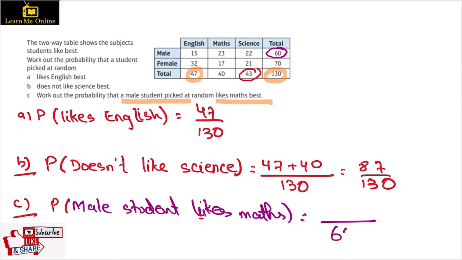So the total is only the male students, because we're only looking at the male students now. So the total we have for the male students is 60. And in the male students, how many students like maths would be 23 then. So this time, for the last example, we are not dividing by the total 130, because they're only picking students from the male students. Remember that. So it's going to be 60 in the denominator.